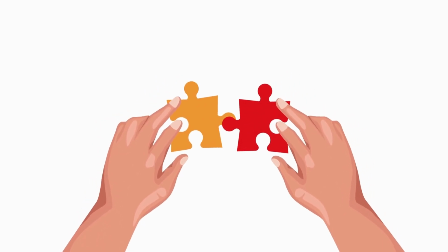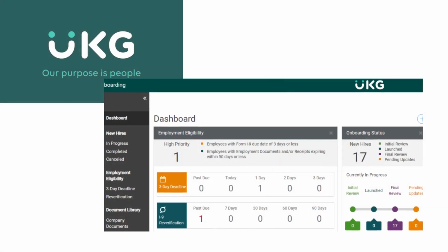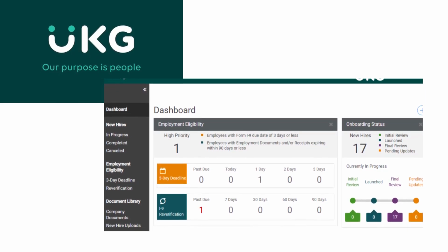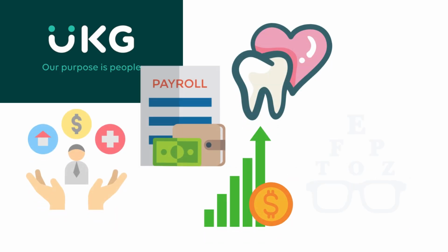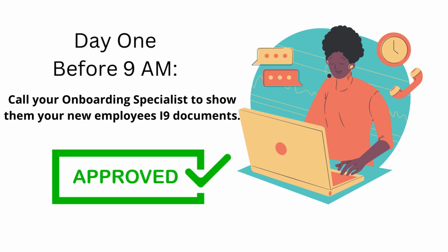Let's connect the pieces from candidate to new hire and talk a little bit about onboarding. Your candidate is going to be onboarded into the UKG system, which will set up the new employee for payroll, their benefits, and more. Now, on their first day, you're going to be calling your onboarding specialist to show them the new employee's I-9 documents, which shows their eligibility to work in the United States.